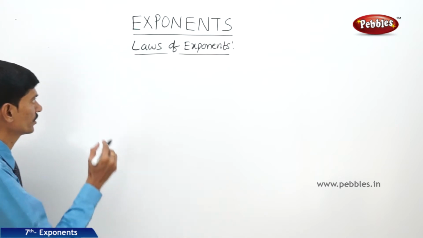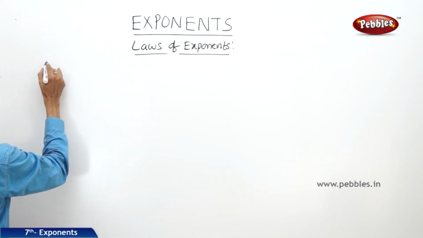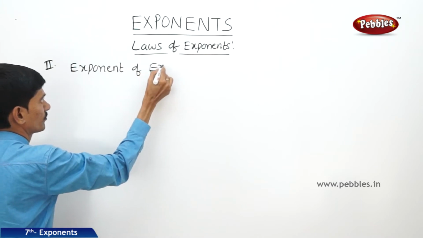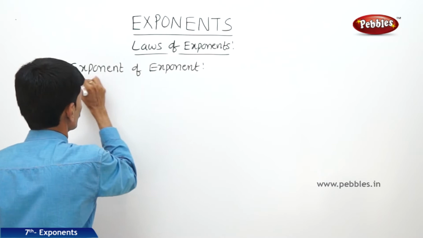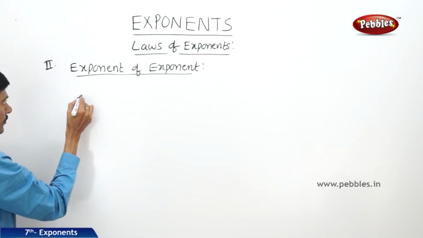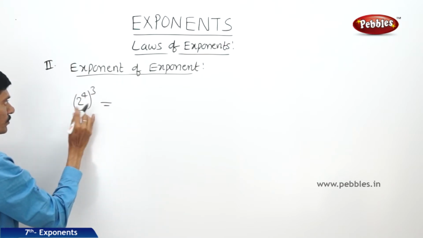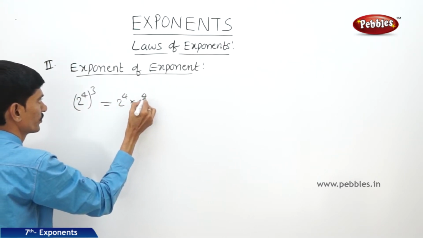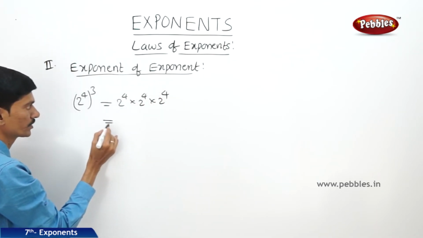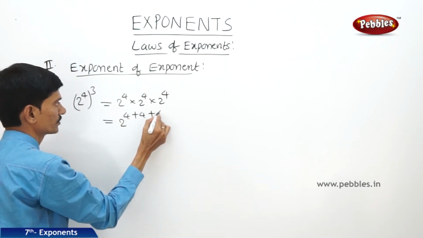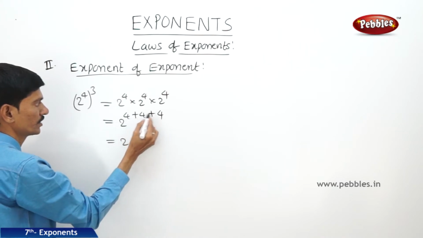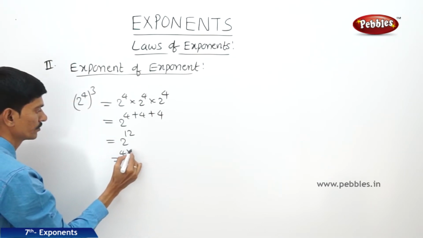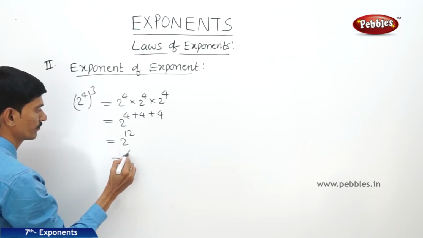Now the second law is exponent of exponent. The second law of exponents is exponent of exponent. So for example, 2 to the power of 4 all to the power of 3. So here 2 raised to the power of 4 and this whole thing raised to the power of 3. So then we write 2 to the power of 4 into 2 to the power of 4 into 2 to the power of 4. By using the first law of exponents, we can write 2 to the power of 4 plus 4 plus 4. So this equals 2 to the power of 4 plus 4, 8, 8 plus 4, 12, and this 2 to the power of 12 can be written as the product of these two exponents, 4 into 3.